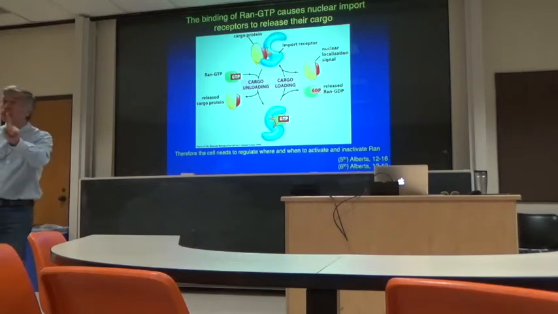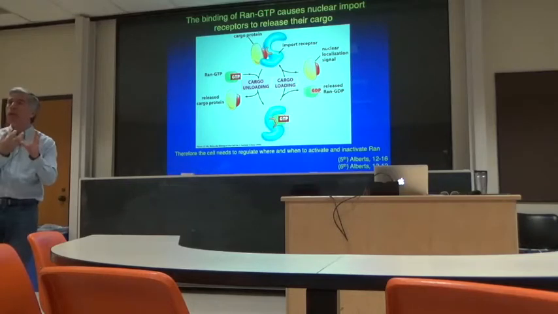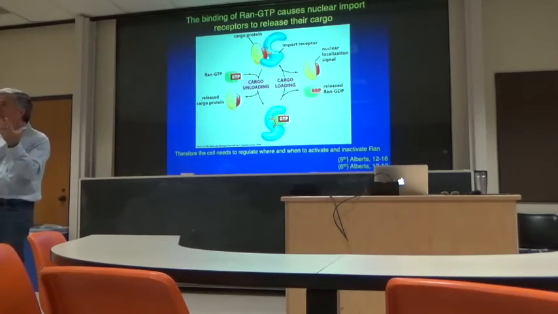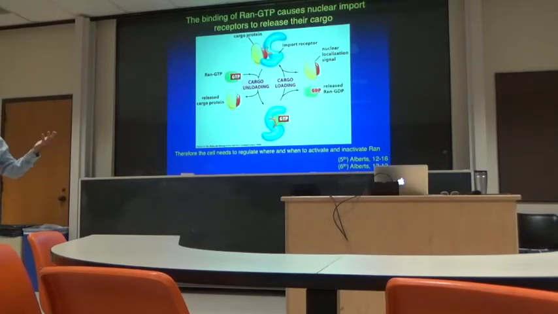Please remember that the nuclear localization signal is part of the polypeptide of that protein. It's not something attached to it. That signal is part of you. It's like your hand. Your hand is not attached to you, it's part of you. The nuclear localization signal is part of the protein, though here it looks attached to it. So the import receptor can bind to that signal right there.